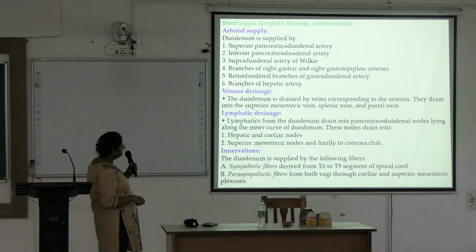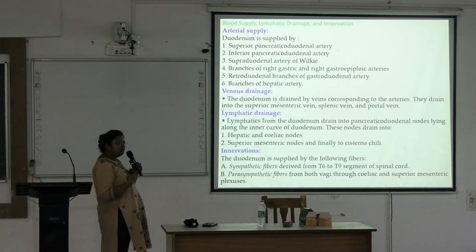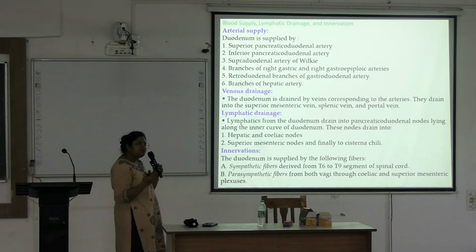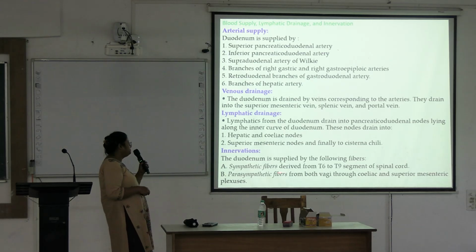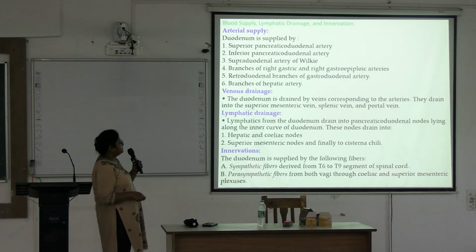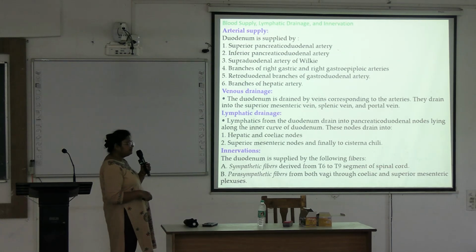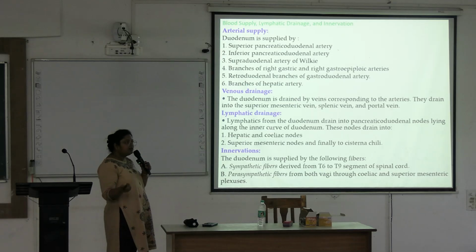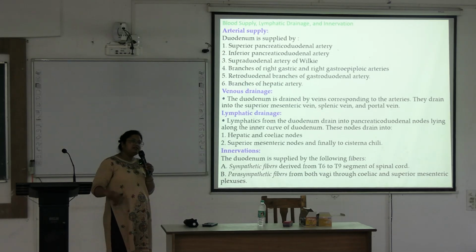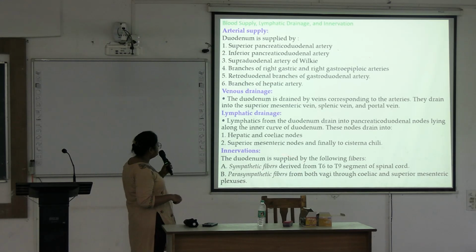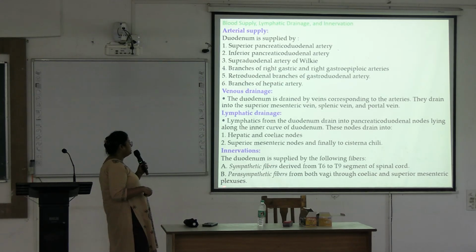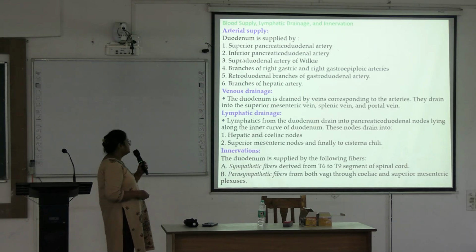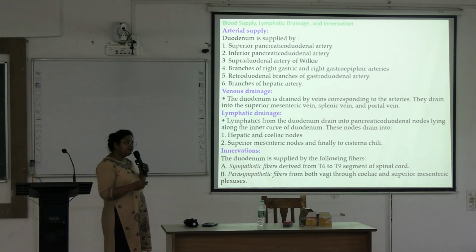What about the innervation? Autonomic innervation is there, so there will be sympathetic and parasympathetic. Sympathetic fibers are derived from T6 to T9 segments of the spinal cord. Sympathetic is thoracolumbar. Parasympathetic is craniosacral, supplied by cranial nerves and sacral nerves. Parasympathetic fibers come from both vagi through the celiac and superior mesenteric plexuses. The vagus nerve is one of the cranial nerves, the 10th cranial nerve.